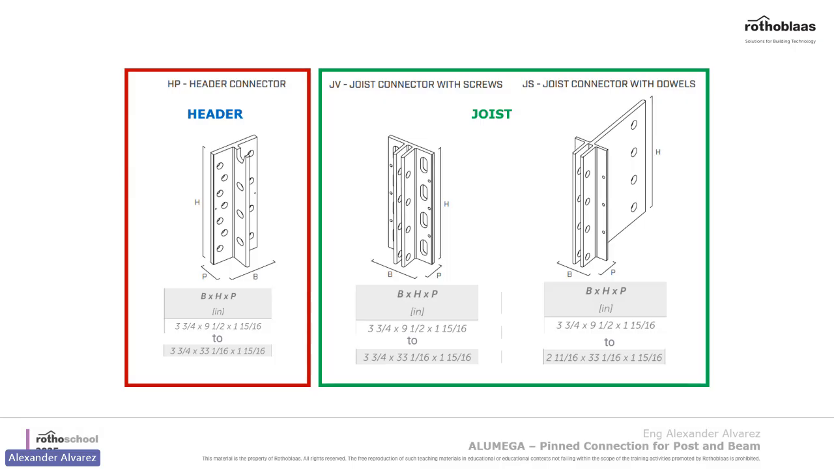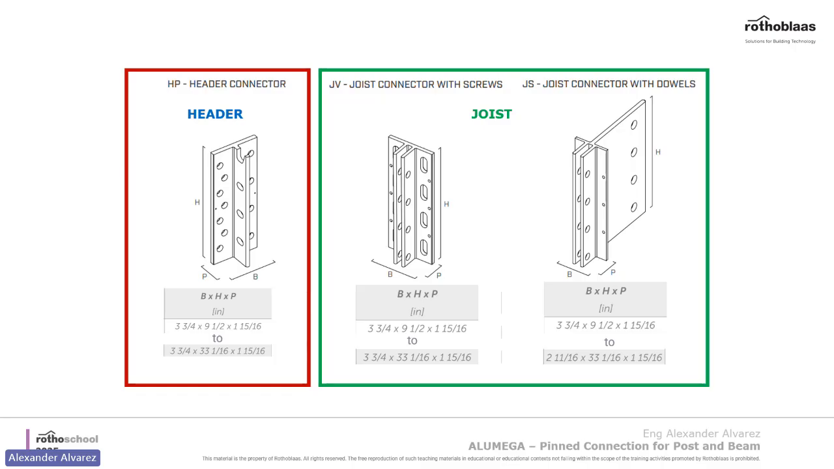And so our Alumega, we have two types. We have the header and the joist. Header side, you apply it on the header, as the name says, and then the joist, which is on the beams you're applying it to. The smaller ones can be up to 9 inches of height, and the biggest one can be up to 33 inches of height. And they're all about the same width as well, about three and 3/4 inches.